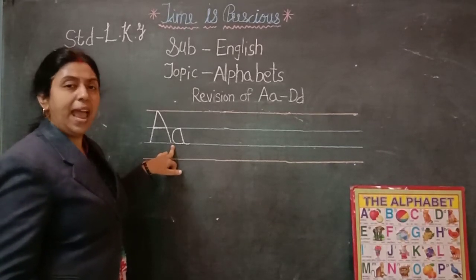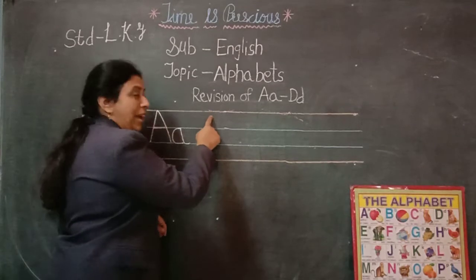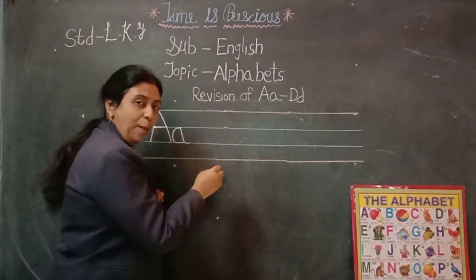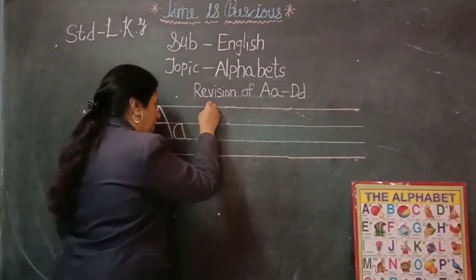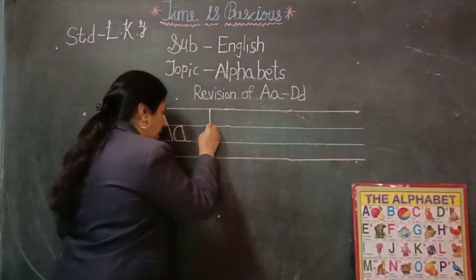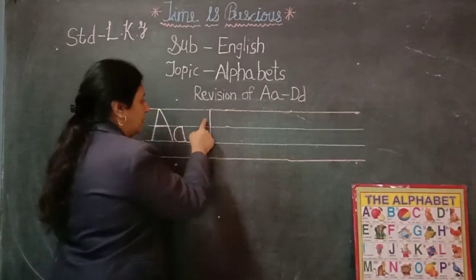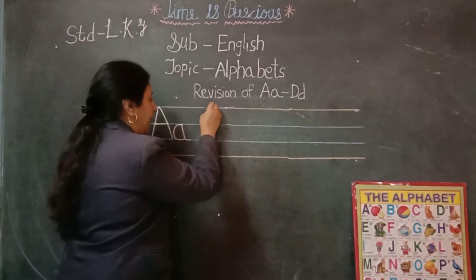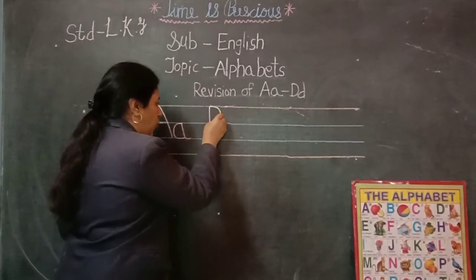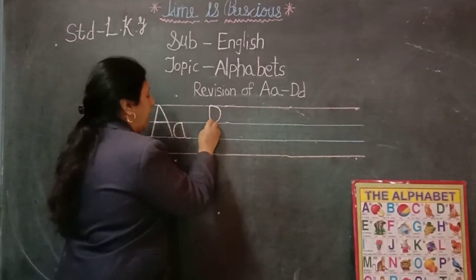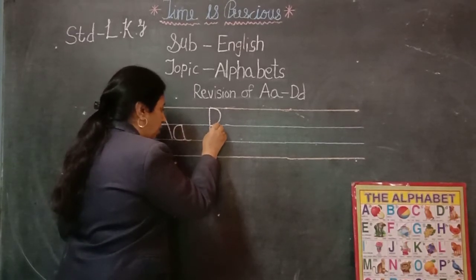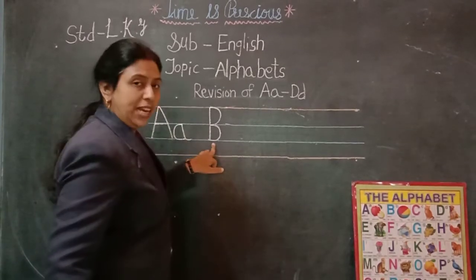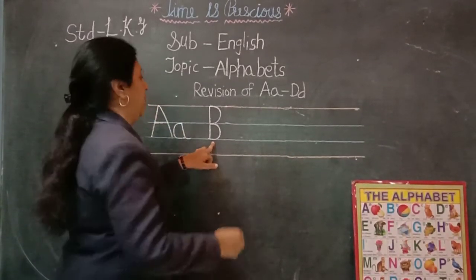Now which letter will come here? Very good. B. B for bat. So start from the red line. Which line is this? Standing line. Very good. Make a curve from the red line to the first blue line and again a curve from the first blue line to the second blue line. Which letter is this? Capital B.